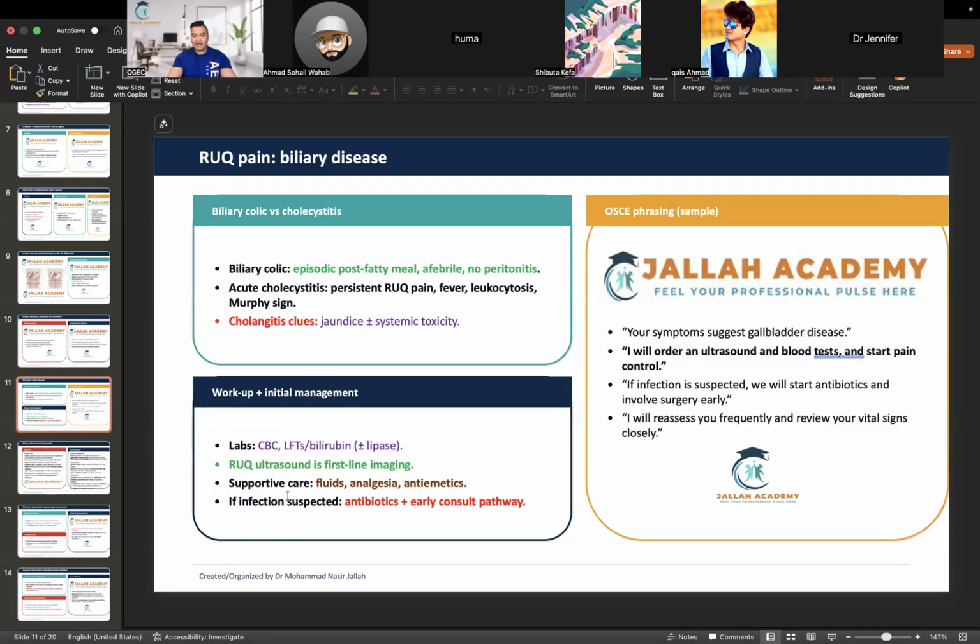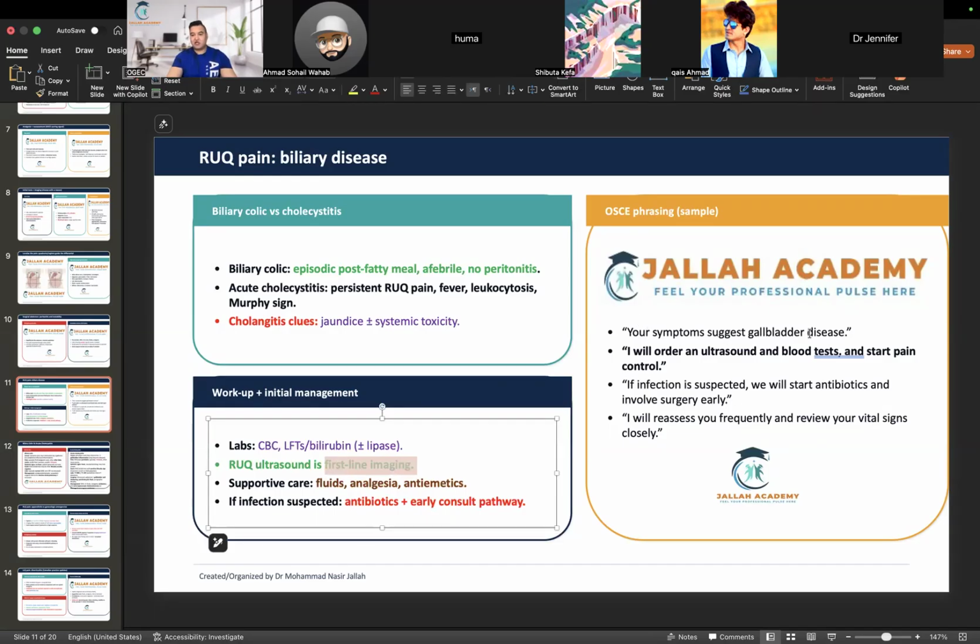So these are the labs: CBC, LFT, bilirubin, plus or minus lipase. If it is the epigastric area, always include this. Right upper quadrant ultrasound is the first imaging. This might be a question in the licensing exam, MCCQE Part 1: what is the best initial imaging for someone who has right upper quadrant pain? Always ultrasound. Supportive care: fluids, analgesia, antiemetic. If infection is suspected, antibiotics plus early consultation.